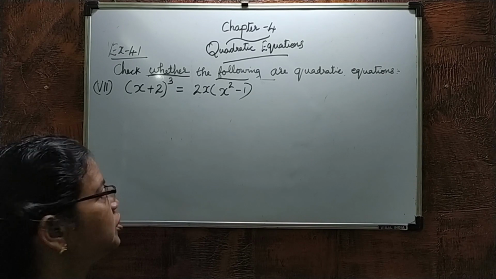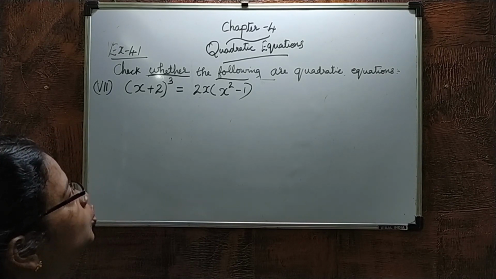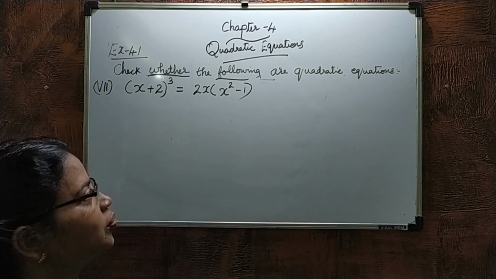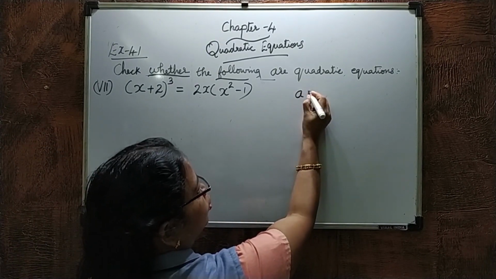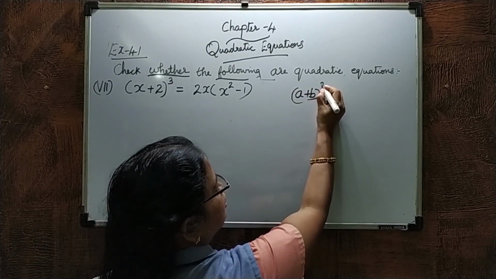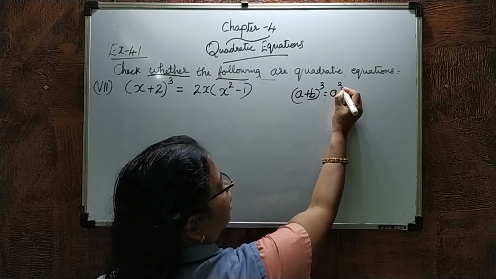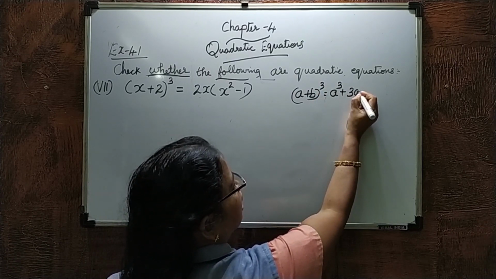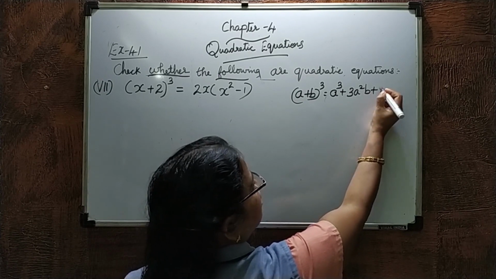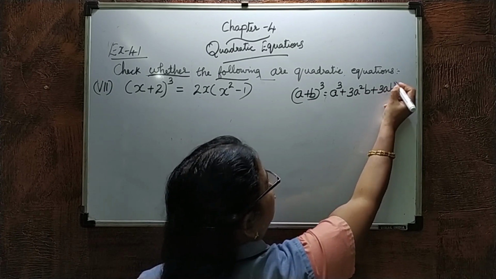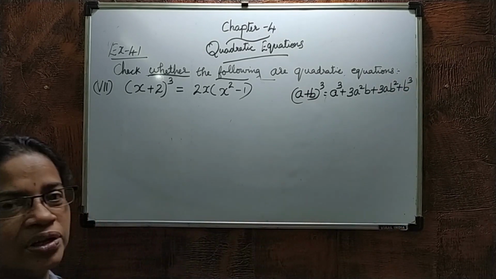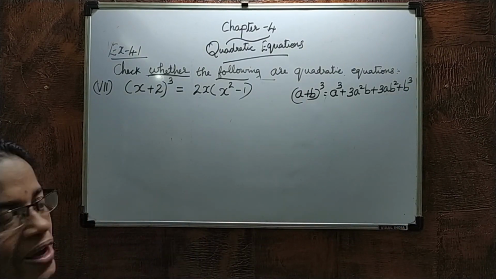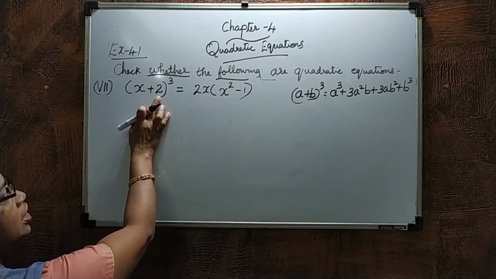This is the 7th question. X plus 2 the whole cube equals 2x into x square minus 1. Here an identity is there, a plus b the whole cube. What can you say? A plus b the whole cube is equal to a cube plus 3a square b plus 3ab square plus b cube. Right? So according to this we have to expand.